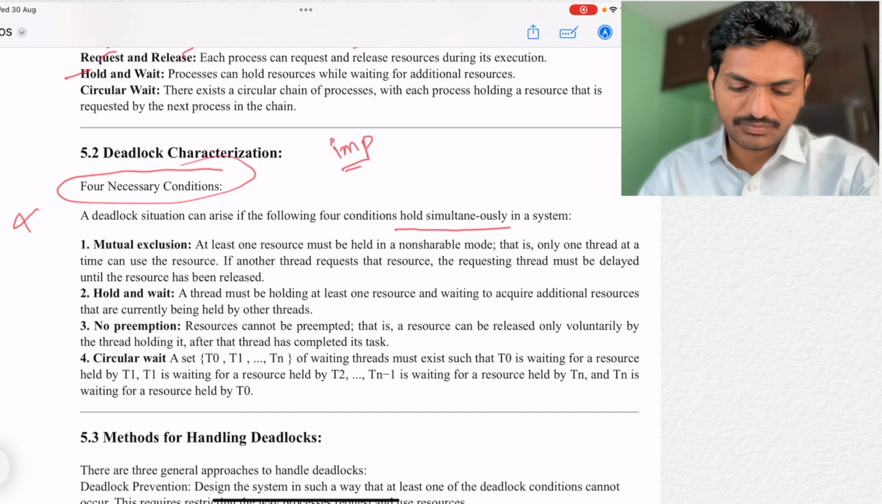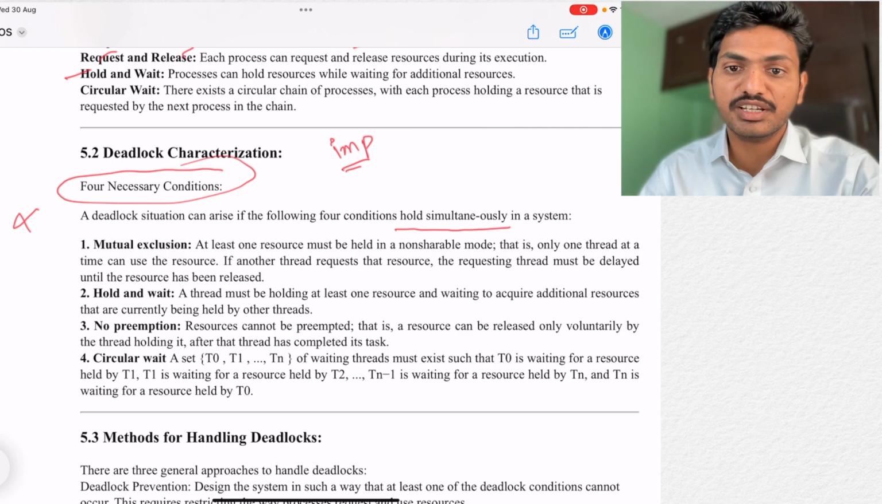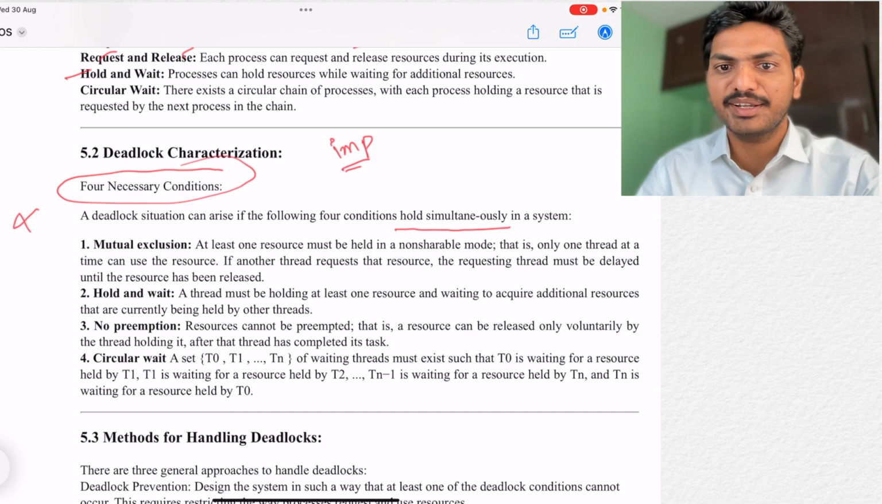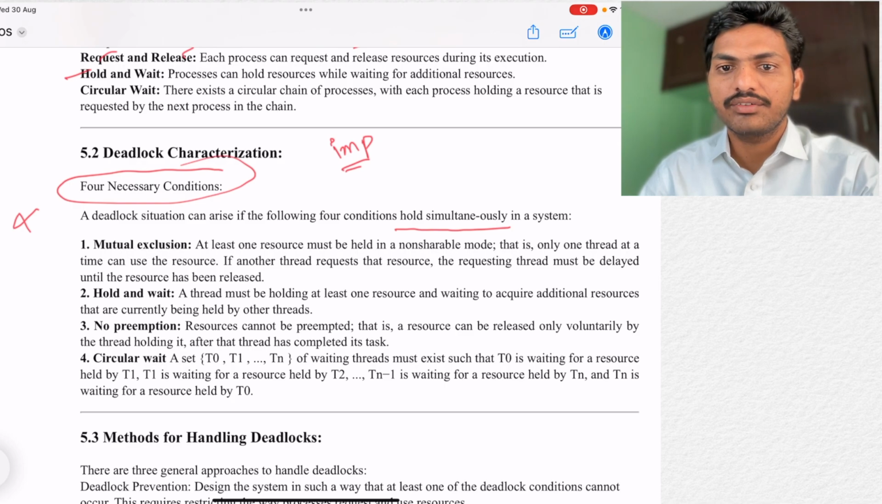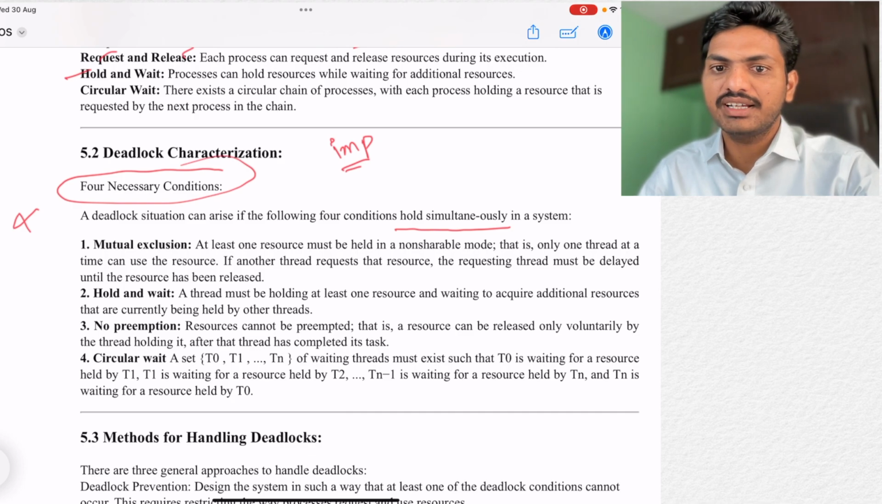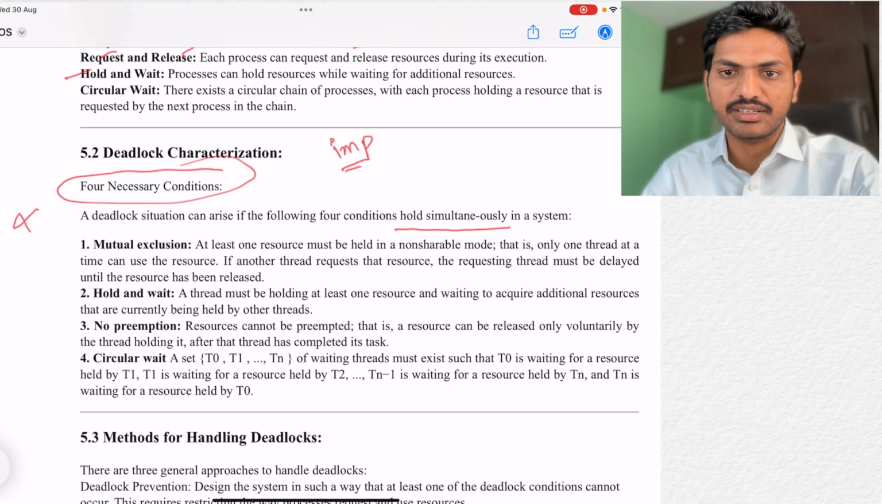Mutual exclusion, hold and wait, no preemption, circular wait. Mutual exclusion means only one person should use a resource at a time. Suppose there is a printer, only one person uses it at a time. Hold and wait means if you need a printer and a scanner, you hold one and wait for another. Holding the printer and waiting for the scanner is called hold and wait. Holding one resource and waiting for another resource.